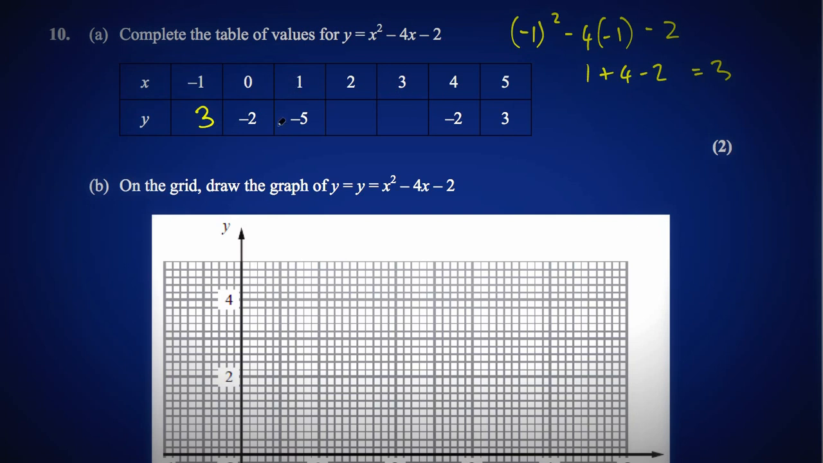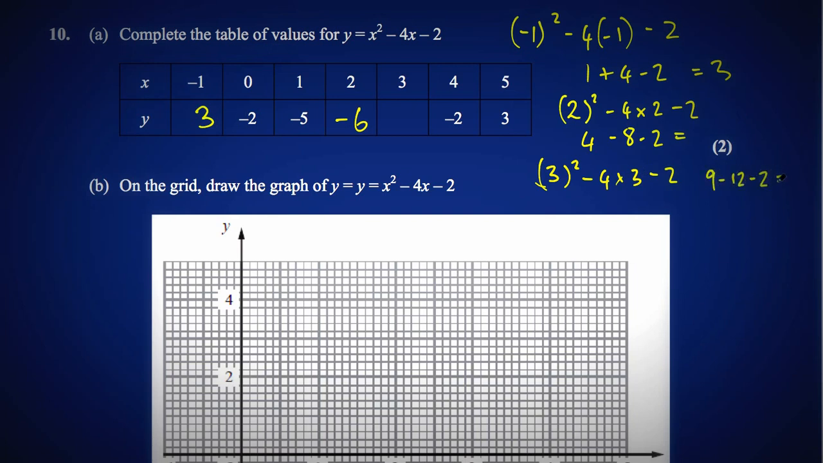And we can see that these values are symmetrical, but anyway, we'll just make sure. Second one, when x is 2, 2 squared minus 4 times 2 minus 2, that is 4 minus 8 minus 2. So that's minus 6 in here. And when x is 3 I'm expecting minus 5 because these are symmetrical, but I will check again. So we've got 3 squared minus 4 times 3 minus 2, that is 9 minus 12, that's minus 3, minus 2 makes minus 5, as expected.